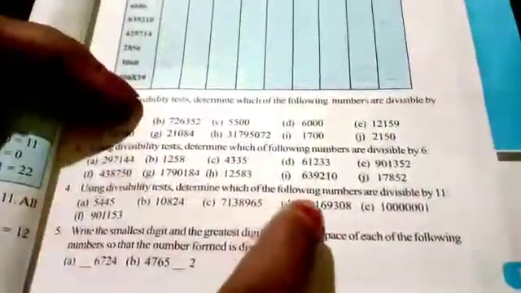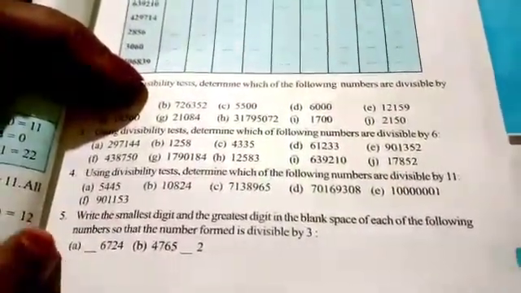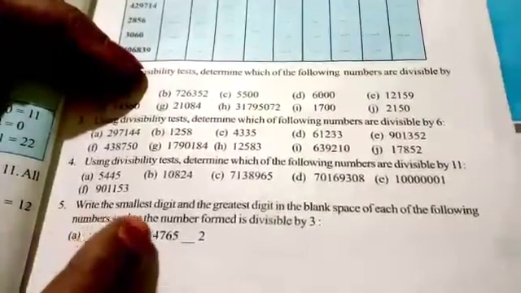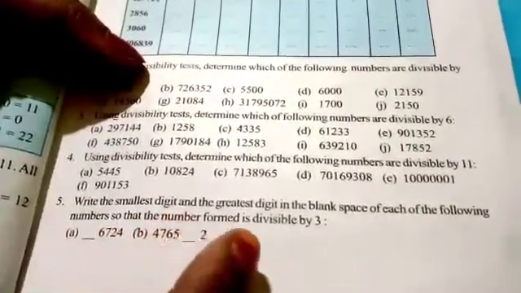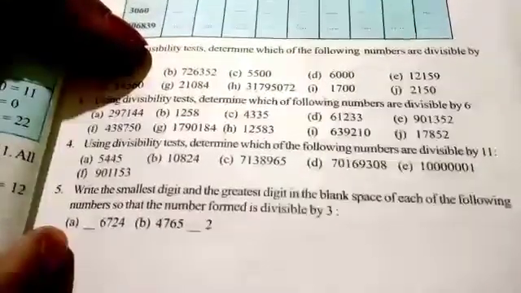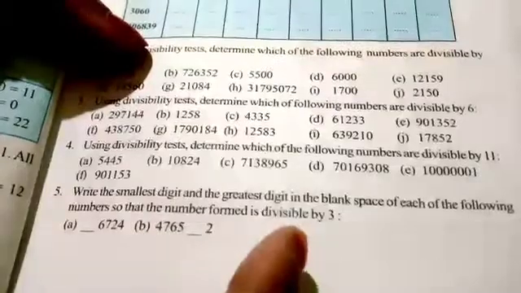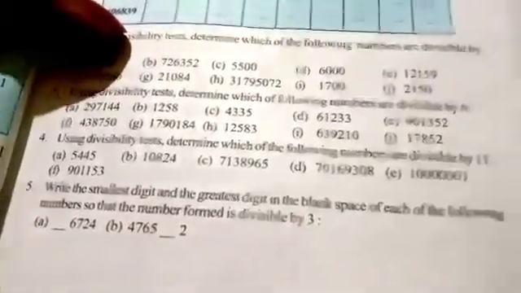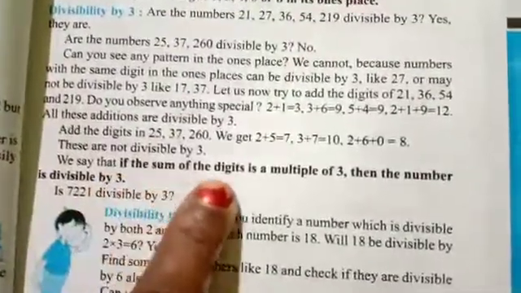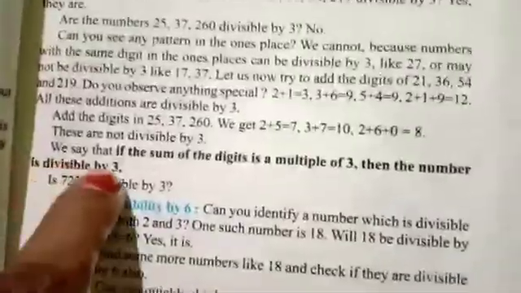Fourth sum, D, E, F, do it for your practice. Fifth question is, write the smallest digit and the greatest digit in the blank space of each of the following numbers so that the number formed is divisible by 3. What is the rule of divisibility by 3? If the sum of the digits is a multiple of 3, then the number is divisible by 3.